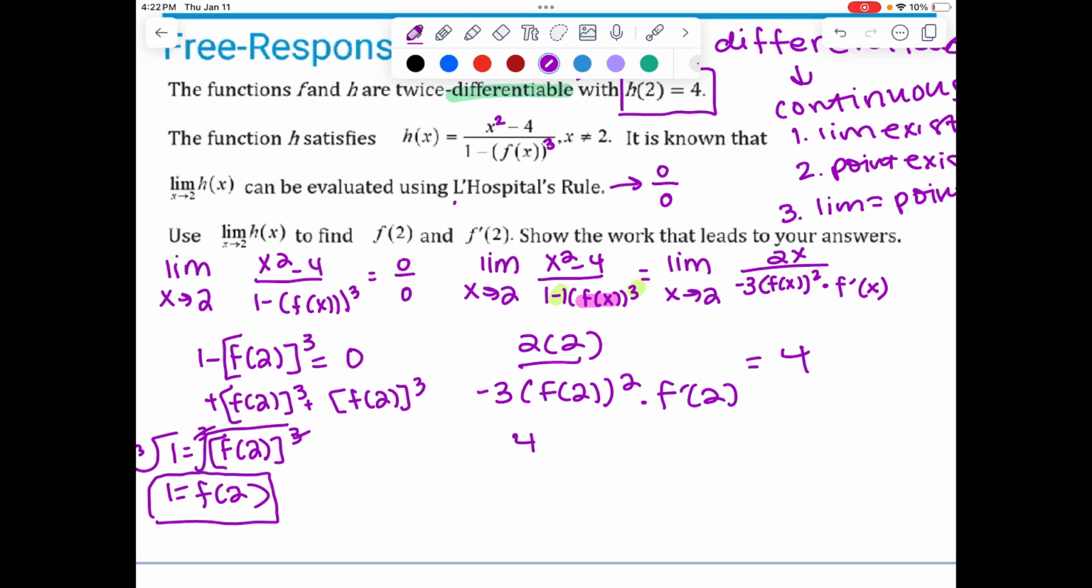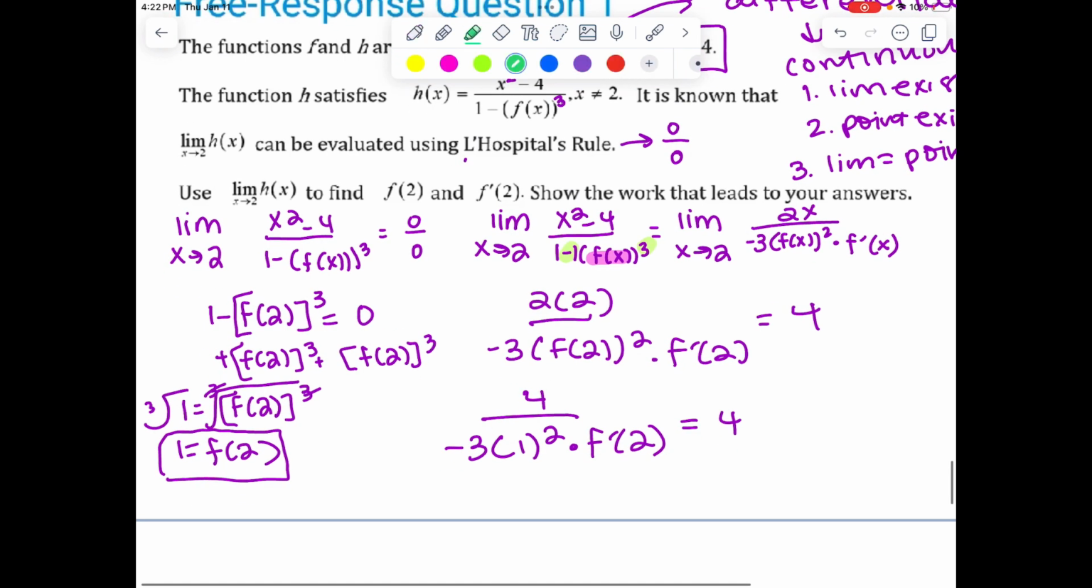2 times 2 is 4. Negative 3 times f of 2, and based on what I found out earlier, f of 2 is 1. So it'll be 1 squared times f prime of 2. That's what we don't know. That's what we're trying to figure out. That all equals 4. So my end goal is to find this.